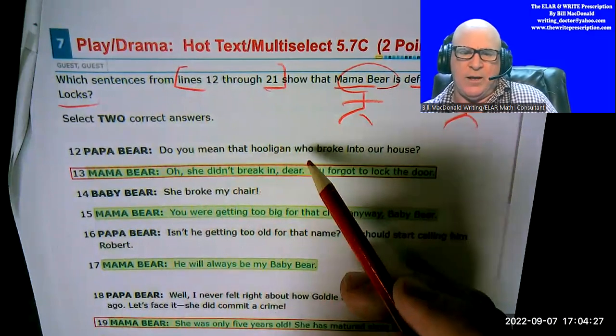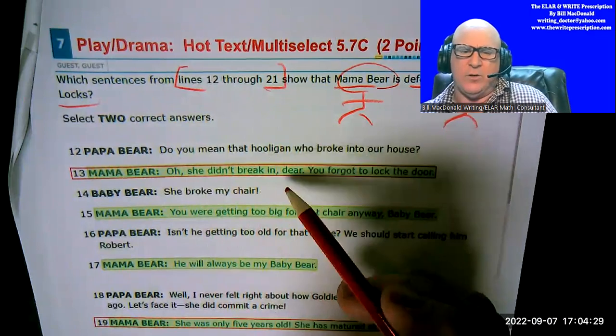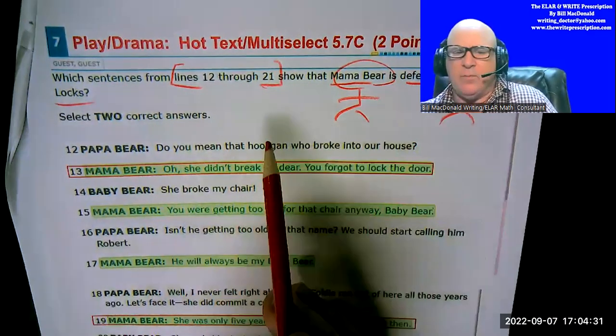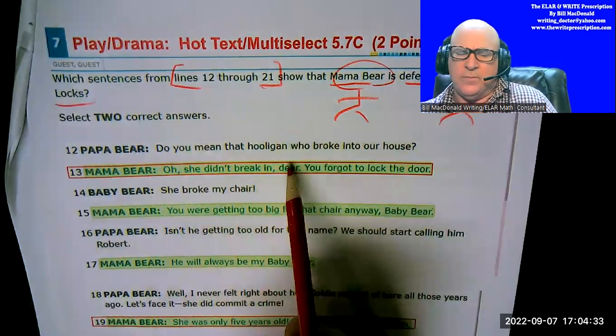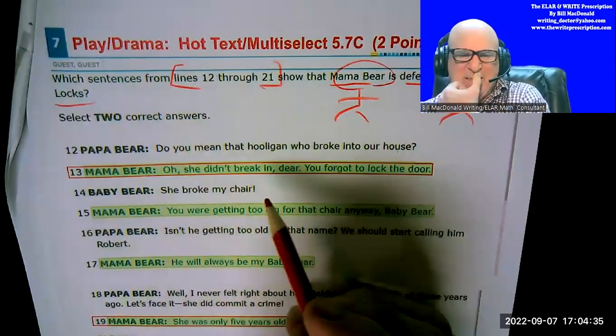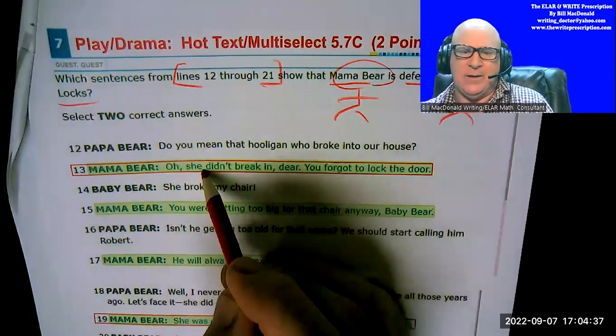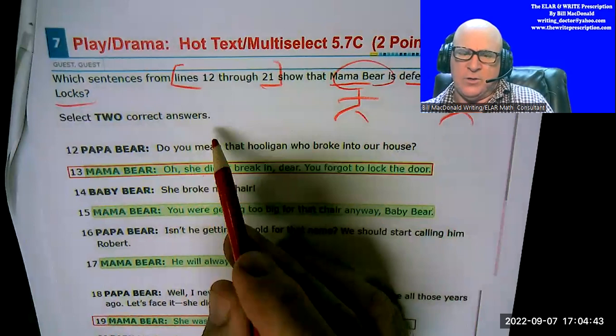Oh, she didn't break in, dear. You forgot to lock the door. Say, talking about Goldilocks, that she didn't break in like Papa Bear is saying. She's saying that Papa Bear forgot to lock the door.